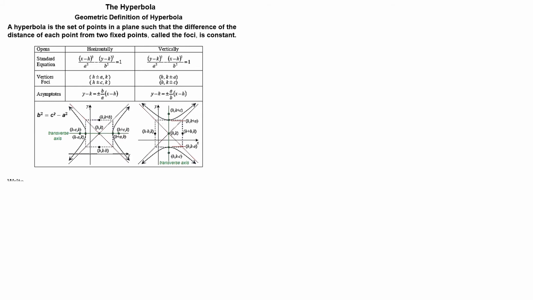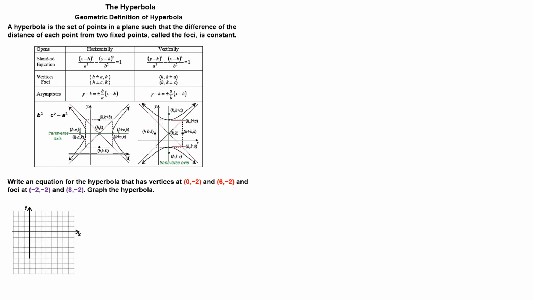Let's see how it works. First, we locate the foci and the vertices in the Cartesian plane. We need to identify the center, (h, k). The center is halfway between the vertices. By the midpoint formula, the center of the hyperbola occurs at the point (3, -2).